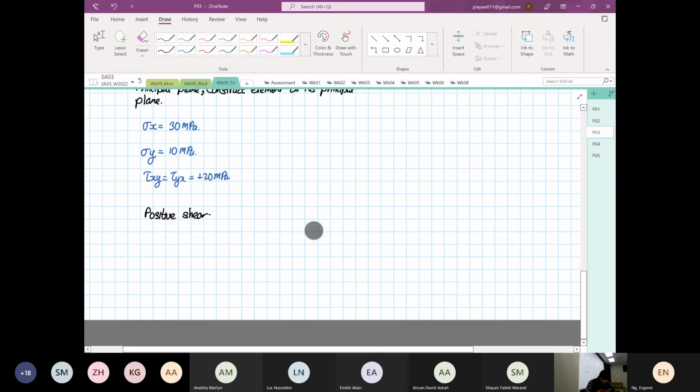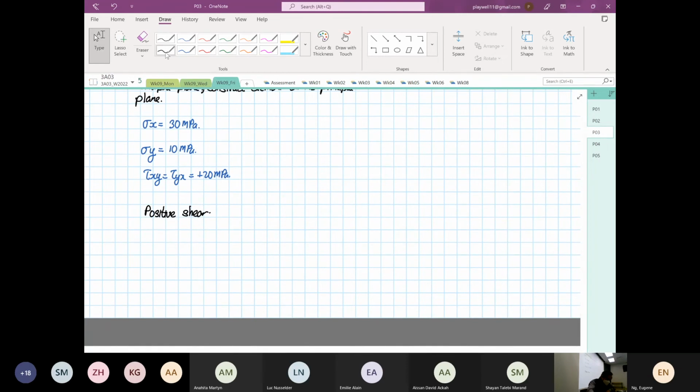Okay, so this is our element. This is what we mean by positive shear. And I'll draw a center. And then I'll draw the other orientation.